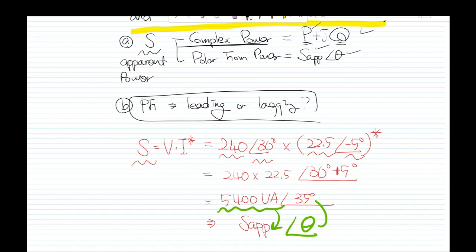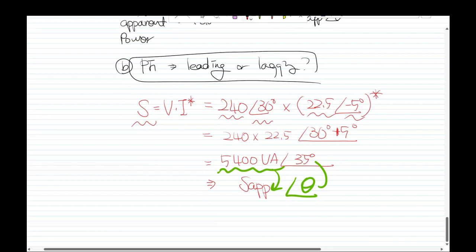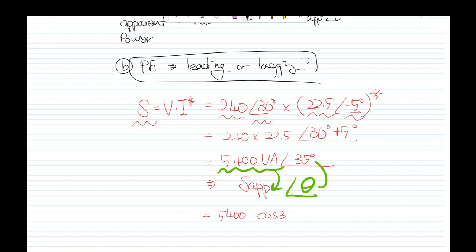So, okay, that is the polar form. And then to find the complex form here, 5,400 cosine 35 plus j 5,400 sine 35.